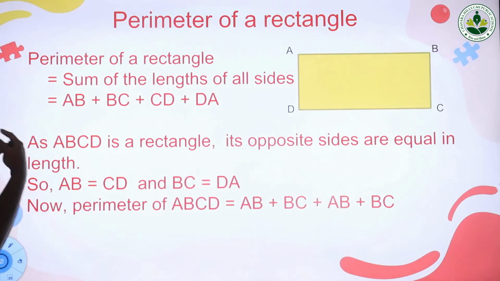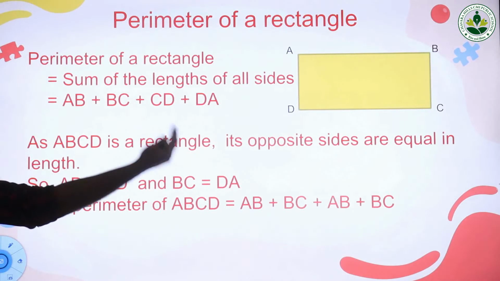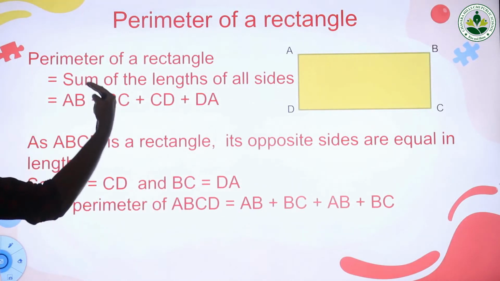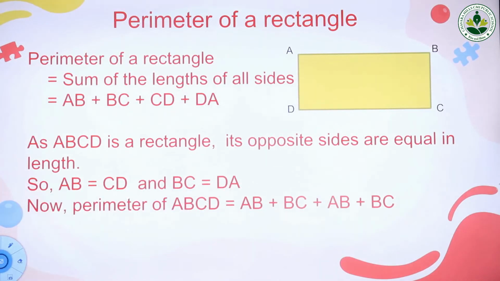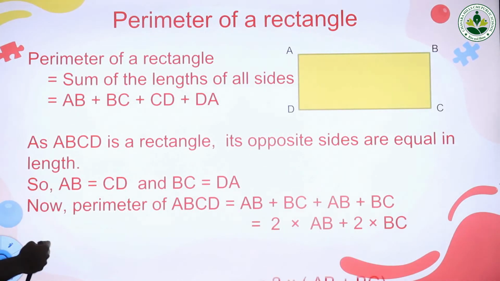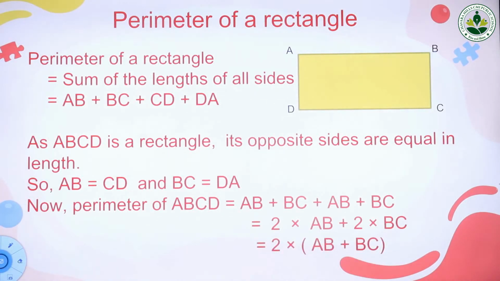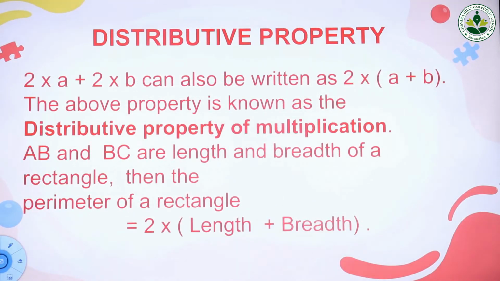Now the perimeter of ABCD is equal to AB plus BC plus AB plus BC. We write AB instead of CD because AB and CD are equal, and we write BC instead of AD because they are equal. Now we have AB plus BC plus AB plus BC. That means 2 into AB plus 2 into BC. From that we can write 2 into AB plus BC. That is called the distributive property.